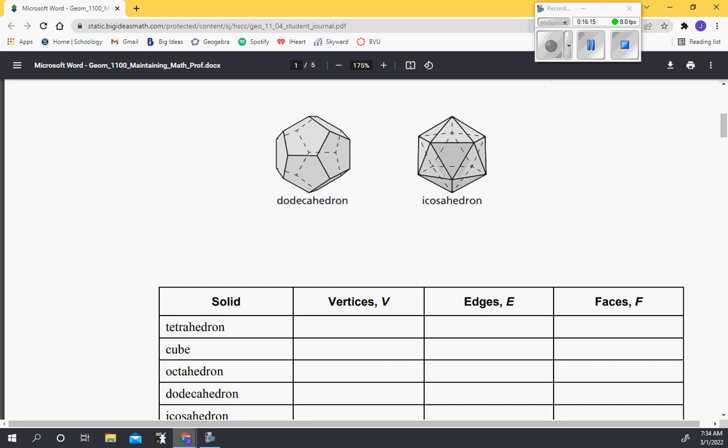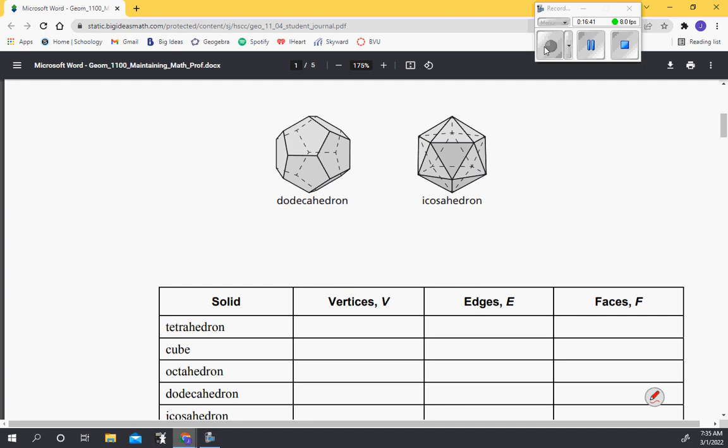Okay. So if we know 2 of the 3, either a vertex and edge, a vertex and a face, or an edge and a face, then we can figure out the other one just with that simple formula. V plus F is equal to edges plus 2. So vertices plus faces is equal to edges plus 2.